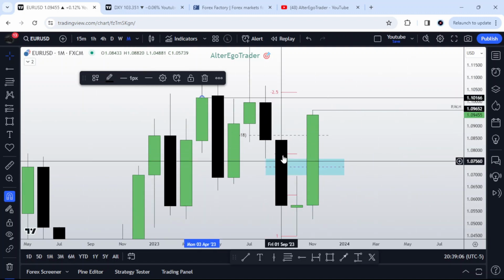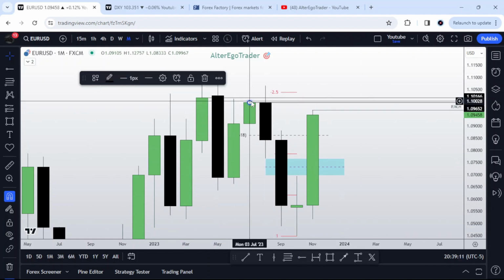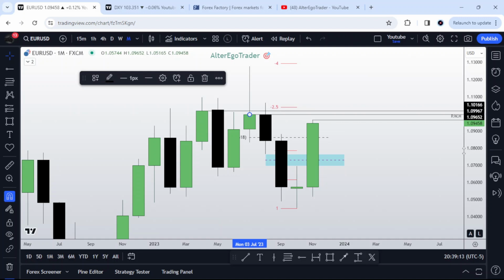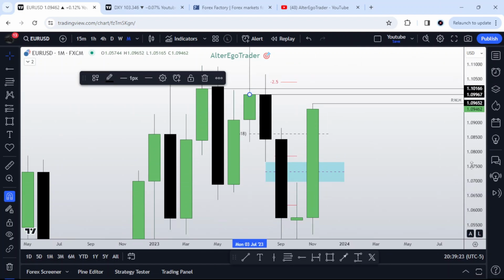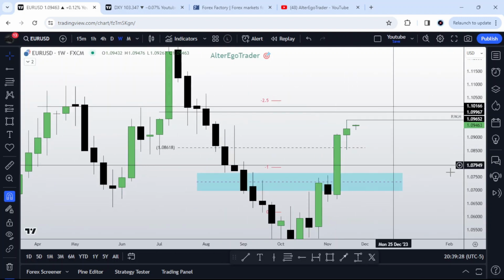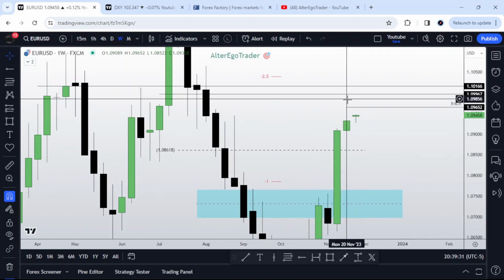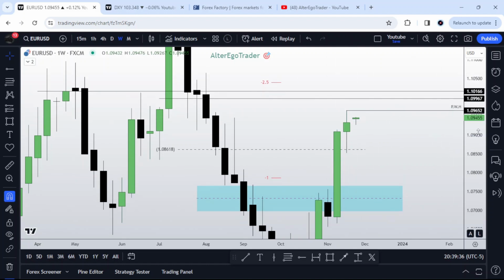Rejection block on the monthly time frame. This even is another monthly closing price, and we like to see how price reacts around these levels, right? So let's go to the weekly time frame. So those are levels where price could draw to.